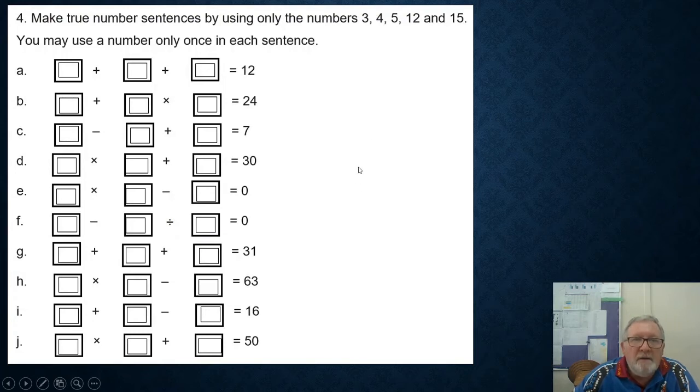All right, so only those, and you're only allowed to use each number once in each of those sentences. So pause the video while you try to work through those and see how you go. All right, good luck.